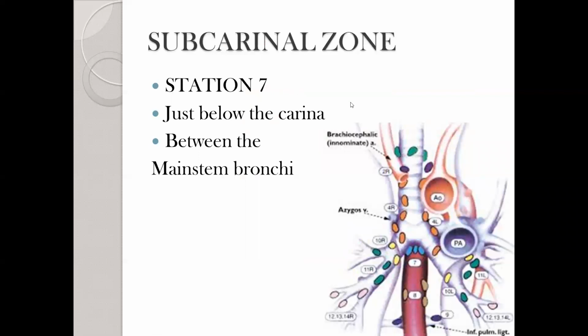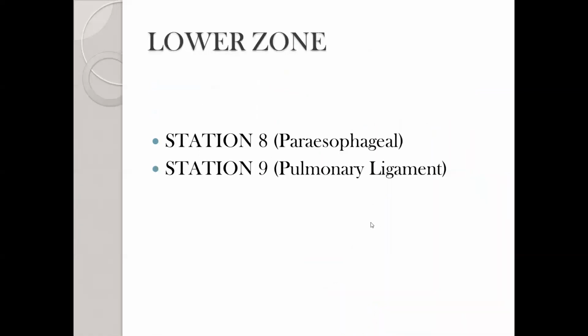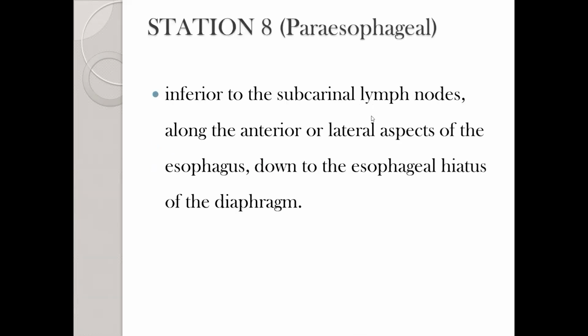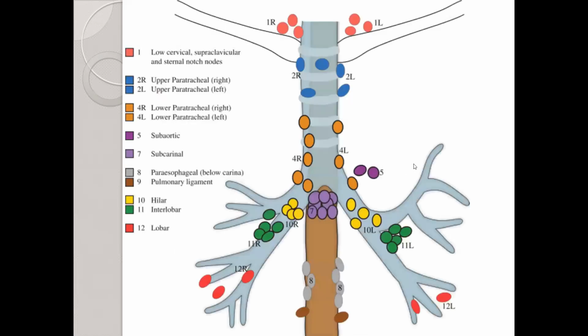Next is subcarinal zone with station 7 lymph nodes. Station 7 lymph nodes are nestled right here below the carina, as seen by the blue colored lymph nodes in this diagram. They are found between the bifurcation of the mainstem bronchi. We have the lower zone lymph nodes consisting of 2 stations, station 8 and station 9. Station 8 is the paraesophageal lymph nodes, which are found inferior to the subcarinal lymph nodes.